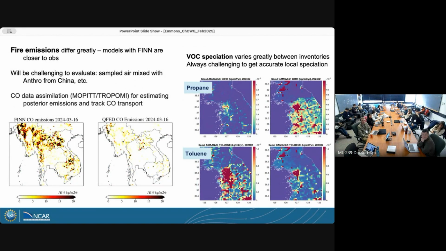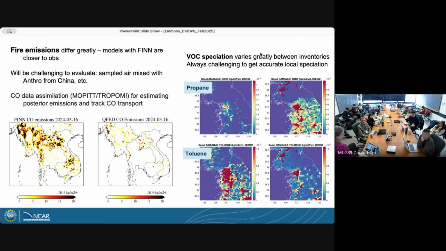So these are the fire emissions. We know fire emissions are very uncertain and they're very different between different inventories. On the left here is the FINN inventory that we produce here at NCAR. QFED is produced by NASA in real time, and they're very different for this one day in March last year. Some of the first indications are that the higher emissions are better. In the past, we've thought maybe they were too high. And so there's a lot of work to do to improve those and evaluate those.